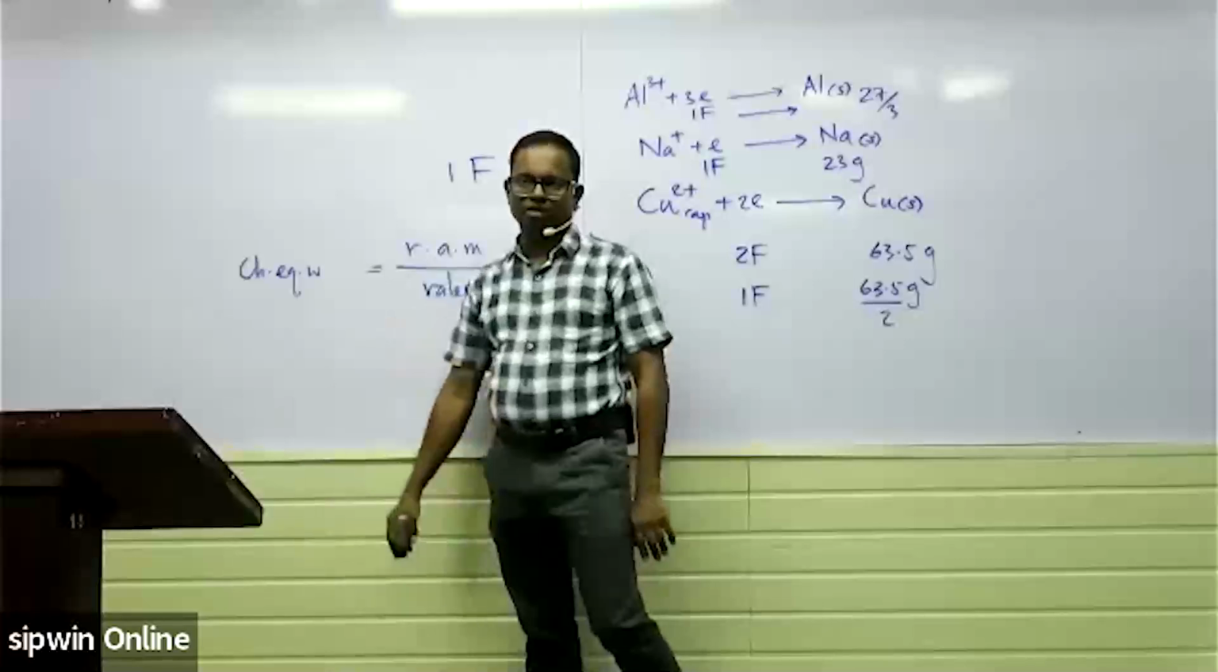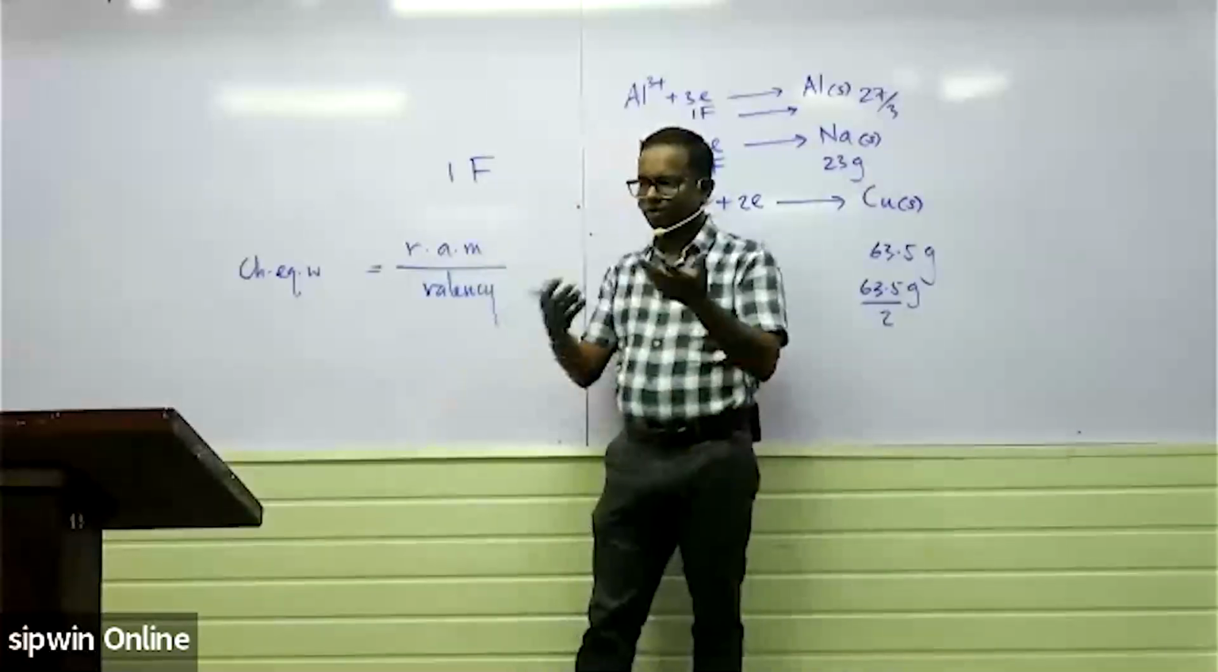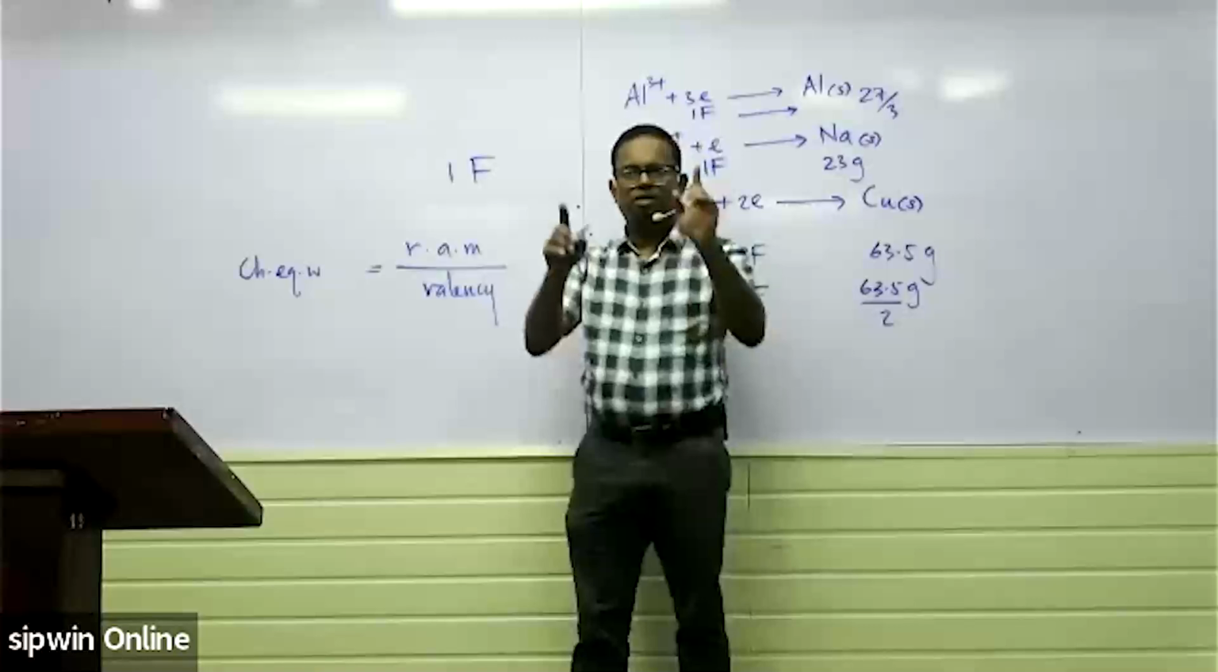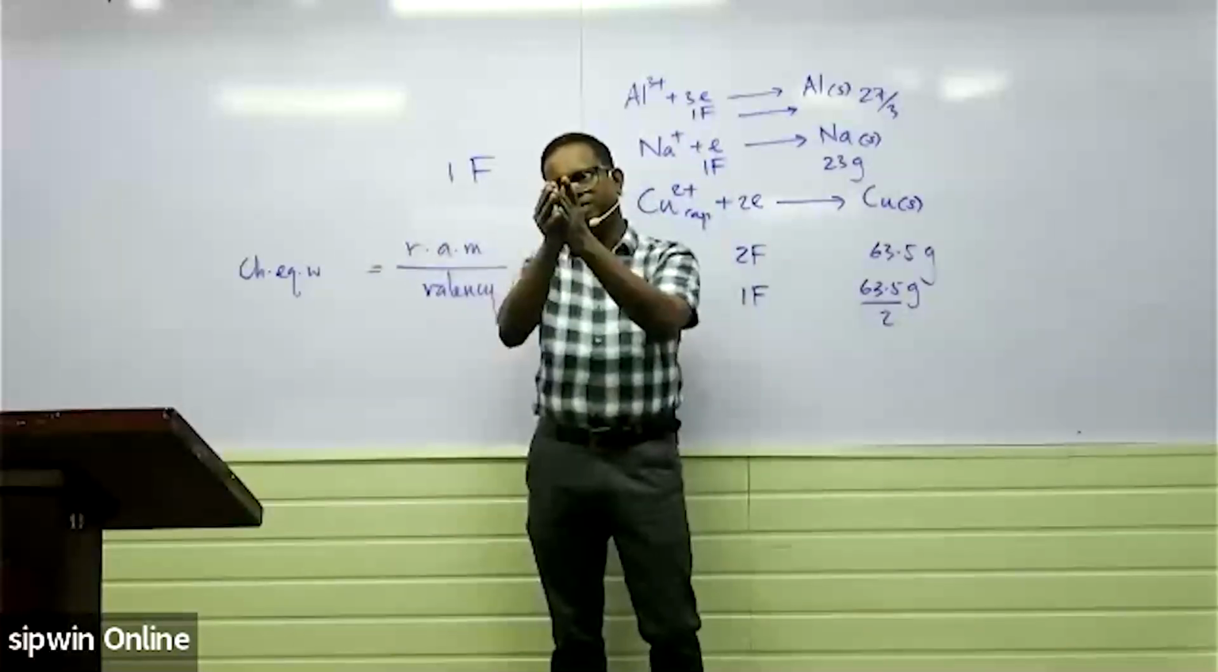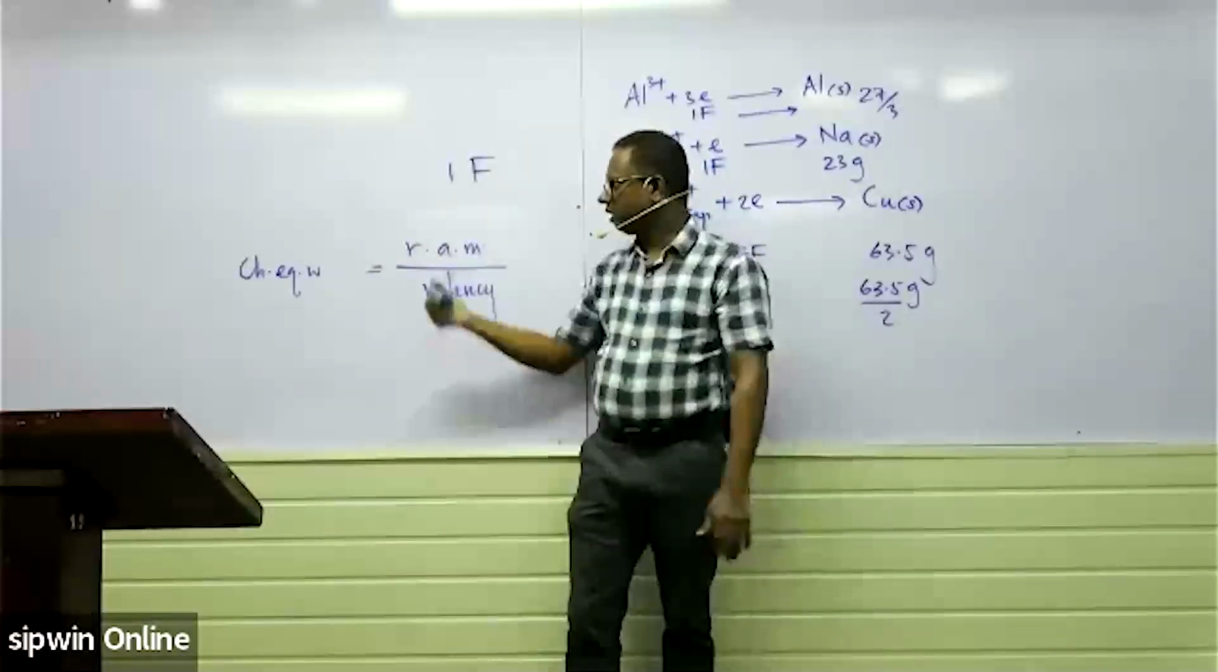The valency is decided using experimental methods too. Then the equivalent weight multiplied by the valency gives the relative atomic mass.